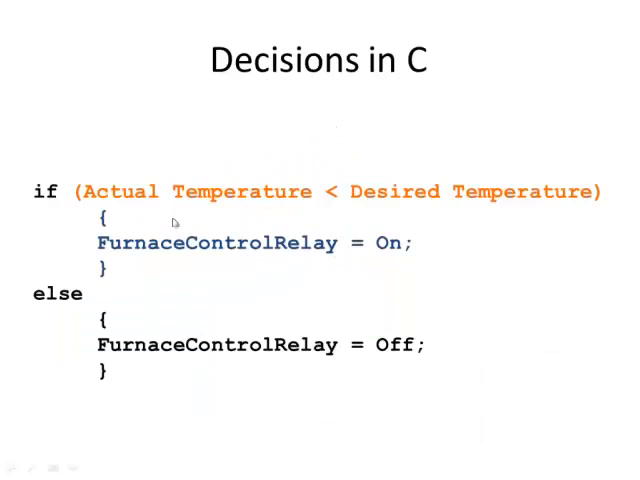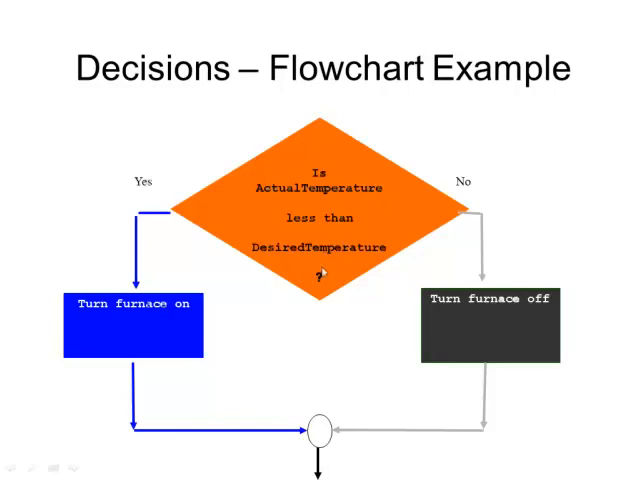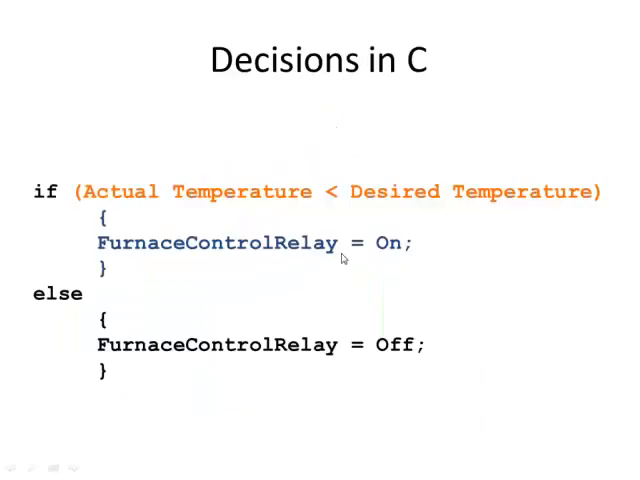Here's how that decision looks in C. We start out with an if statement. Then we have a condition, always put in parentheses. So if actual temperature is less than desired temperature, just like here, is actual temperature less than desired temperature? If it is, then we do this. This is what we call the true clause, or the yes clause. So if the answer to that is yes, we're going to do this. So furnace control relay gets the value on.